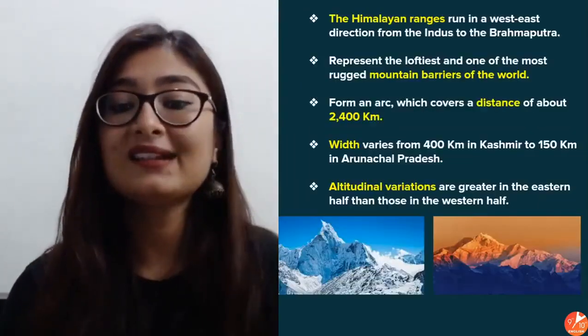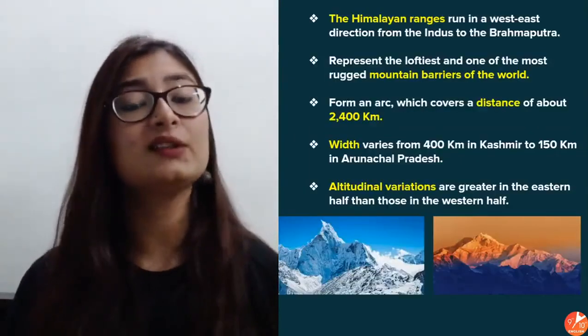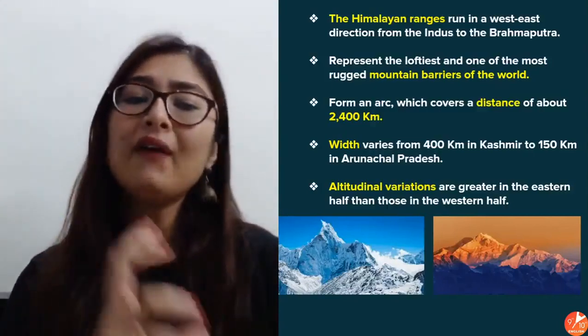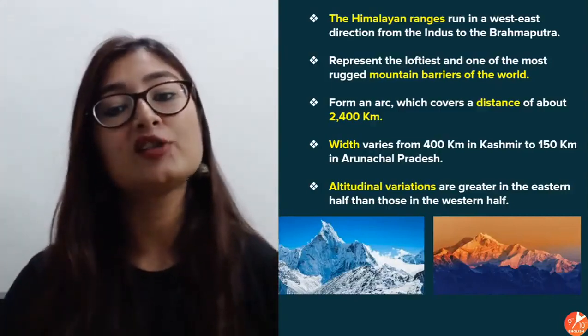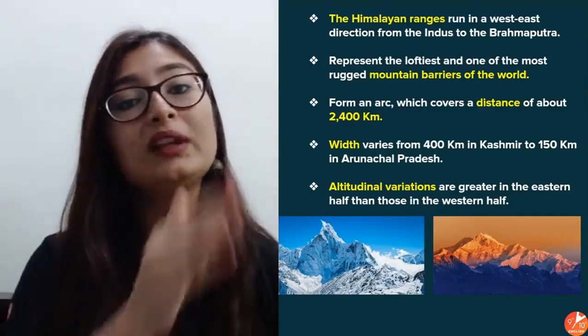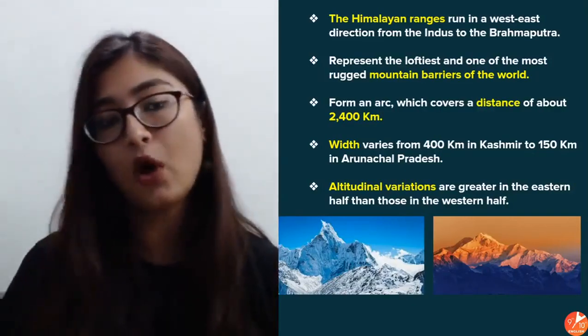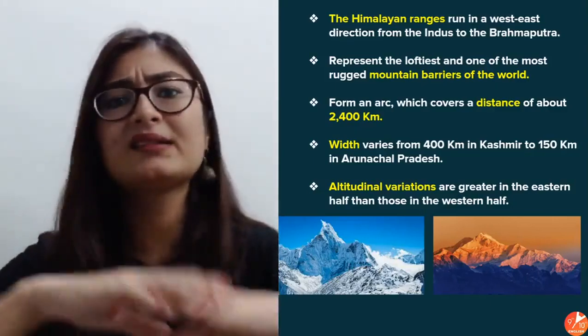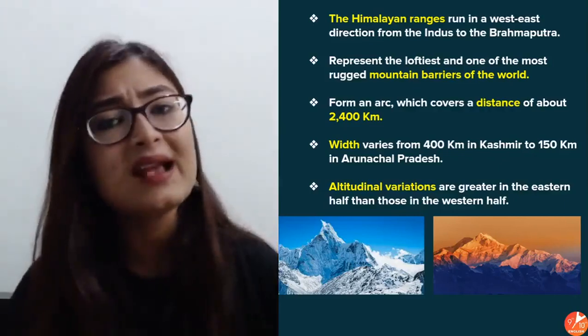Yeah, so let's quickly talk about the Himalayan Mountains, guys. As you know, it is one of the youngest physical features of India. For our ease of understanding, we have divided it into multiple ranges, from north to south and also from west to east as we move forward. But let's first understand how it exists, what its dimensions are, and where it is present.